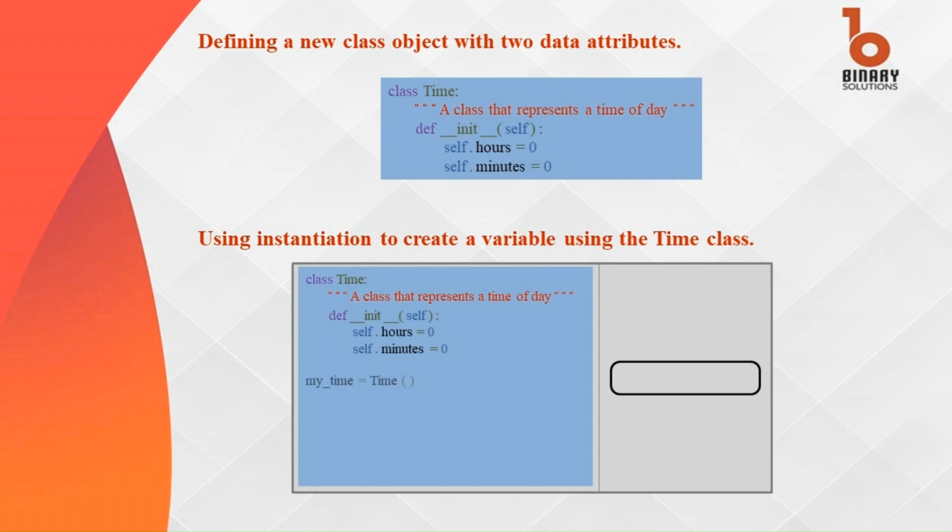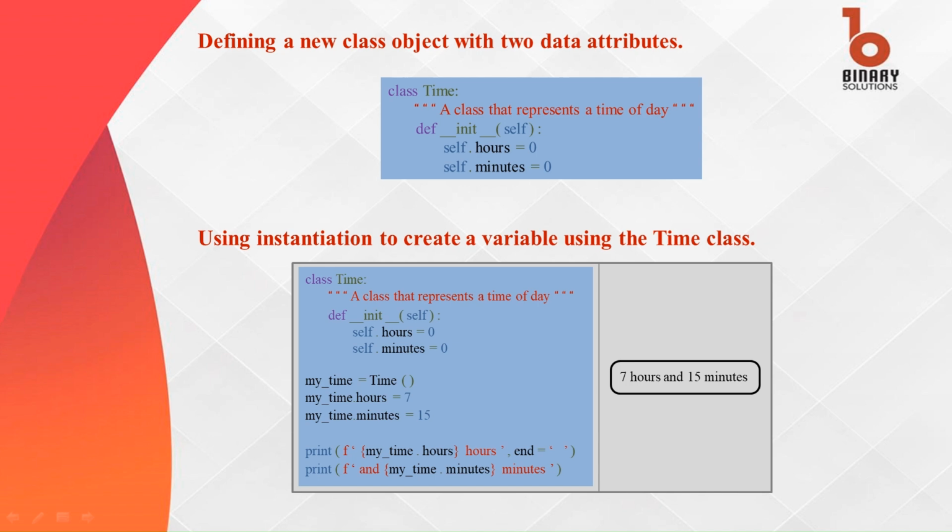After instantiation, we manually assign values to the object's attributes. myTime.hours equals 7 and myTime.minutes equals 15, updating the object's state. The print statements then display these values in a formatted output: 7 hours and 15 minutes. This example demonstrates how objects allow us to store and modify related data efficiently while keeping it encapsulated within a structured format.